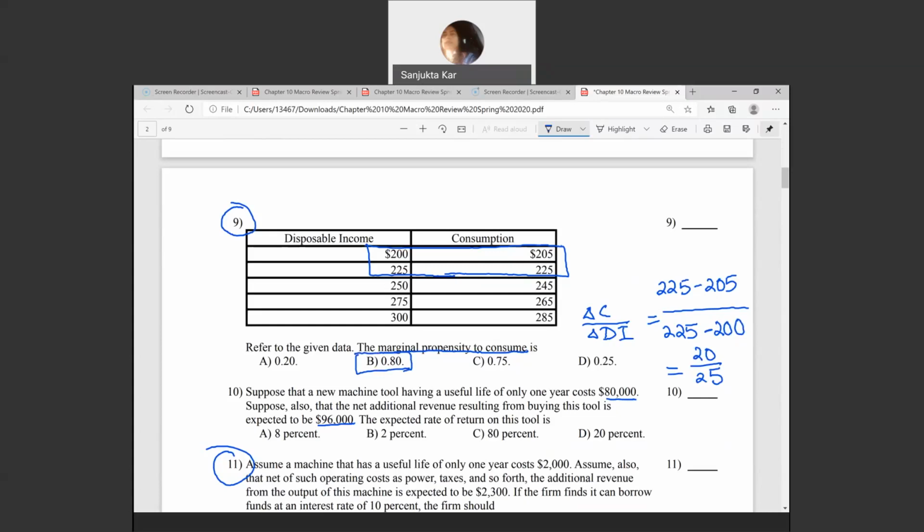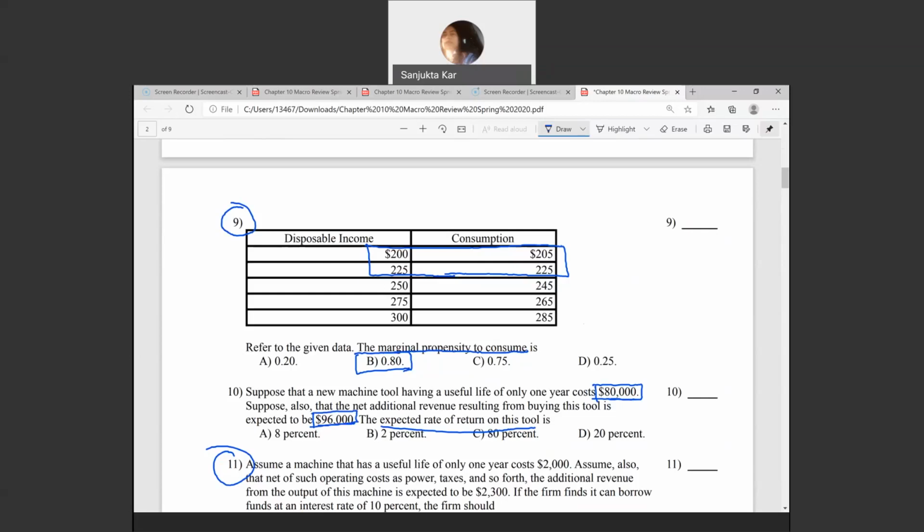All right, let me take this thing off so that I have space to take a look at question number 10. Question number 10 is asking us to find what? The expected rate of return. I have the initial cost equal to 80,000. Then the net additional revenue from buying this tool is expected to be 96,000. What is the expected rate of return?